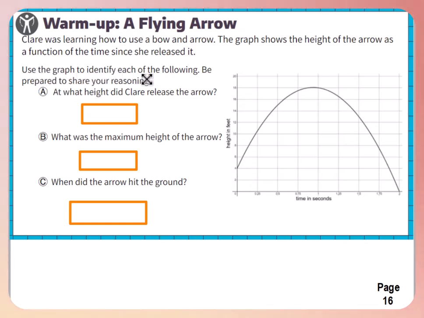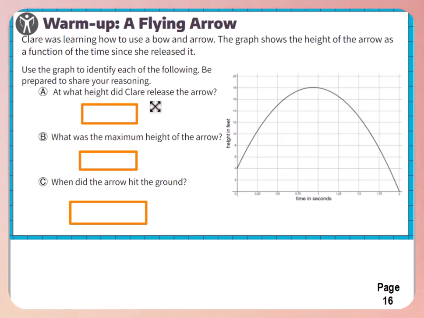Use the graph to identify each of the following. Be prepared to share your reasoning. I'm still getting some answers in the cool downs where you get an answer, but you're not explaining. Even in the homework, if it says explain, you're missing more than half of the points by not explaining your reasoning. So let's practice now.